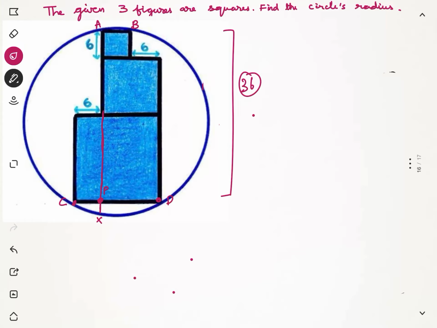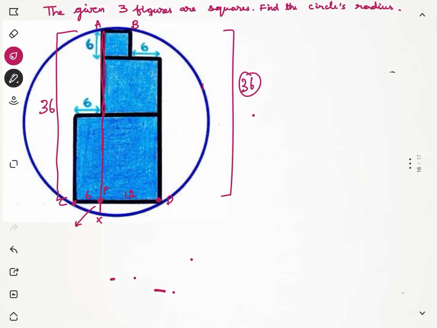Now if you observe, there are two chords that are intersecting. One is chord AX, another one is chord CD. Both these chords are intersecting at P. What is this length CP? 6. What is this length PD? That is 12. What is this length AP? We've just seen it is going to be 36. What is the length PX?